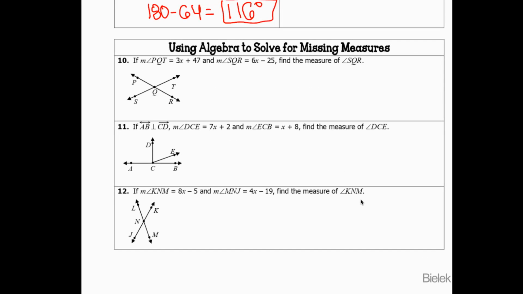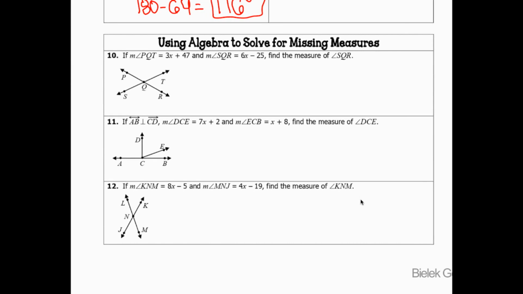All right, and then we're going to do one of these together. I'm going to let you try the other two on your own. So I'm going to do the last one with you, 12, because I think that's a little bit more challenging. So if angle K and M is 8x minus 5, so I'm going to fill that in, 8x minus 5, and angle M and J is 4x minus 19. Find angle K and M. So we're trying to find that 8x minus 5.